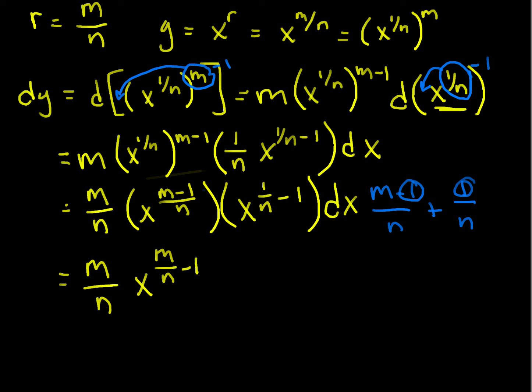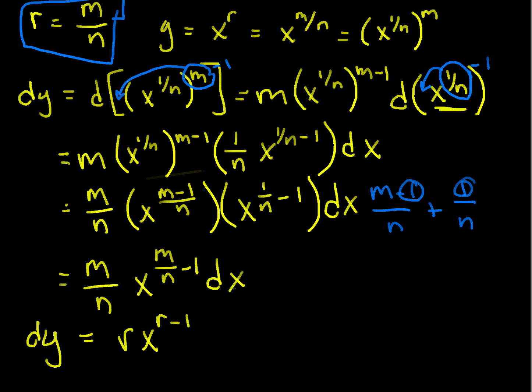But recall that m over n was our r. So finally I can say that dy is equal to, replacing that with r, r times x to the r minus 1. I forgot my dx, so I can divide by dx, and there's our result.